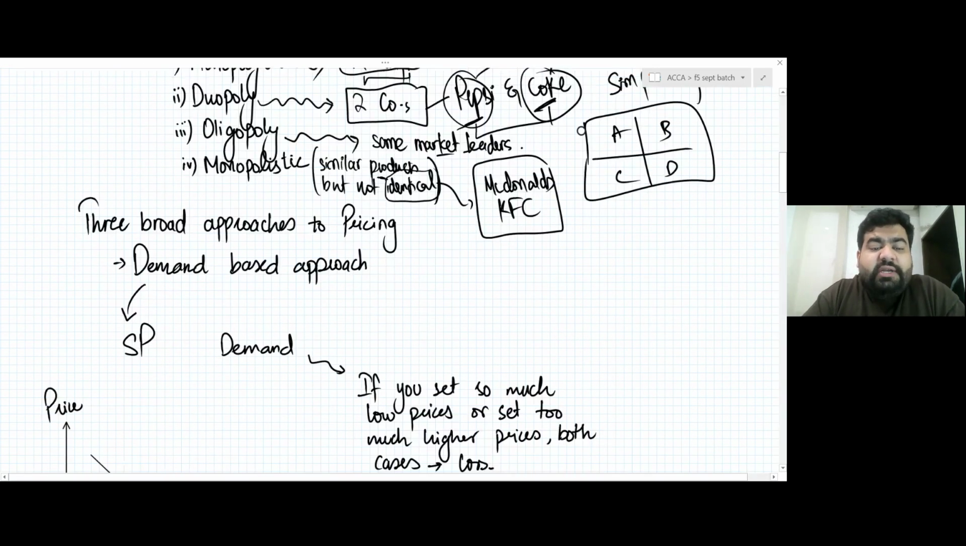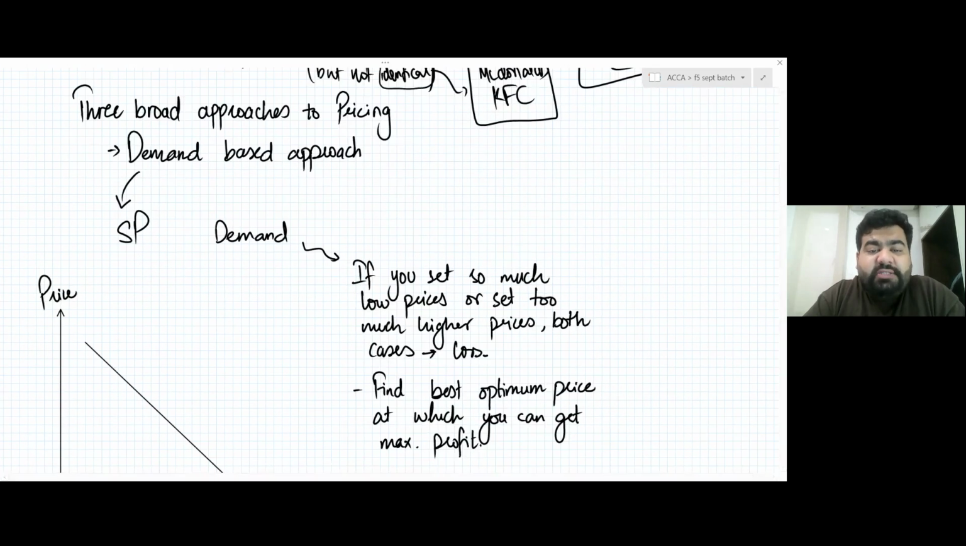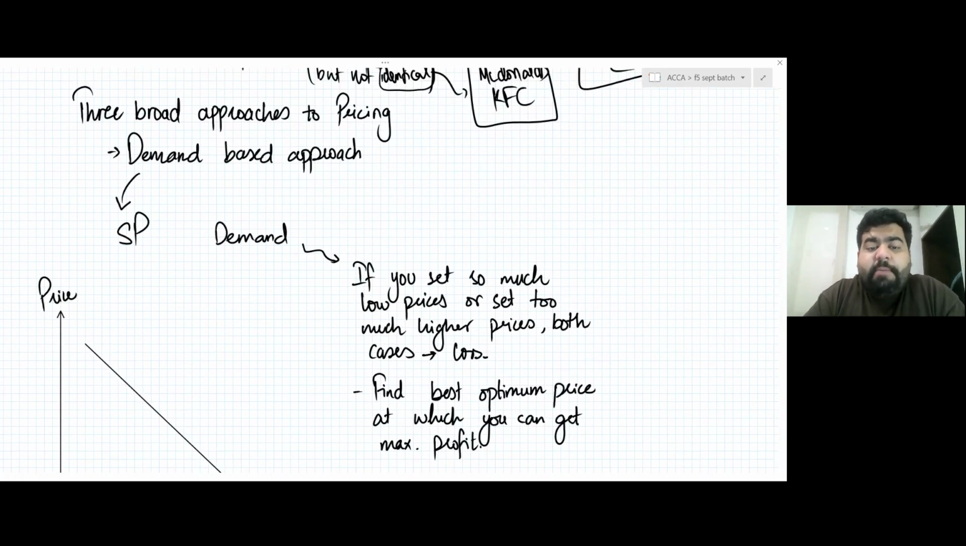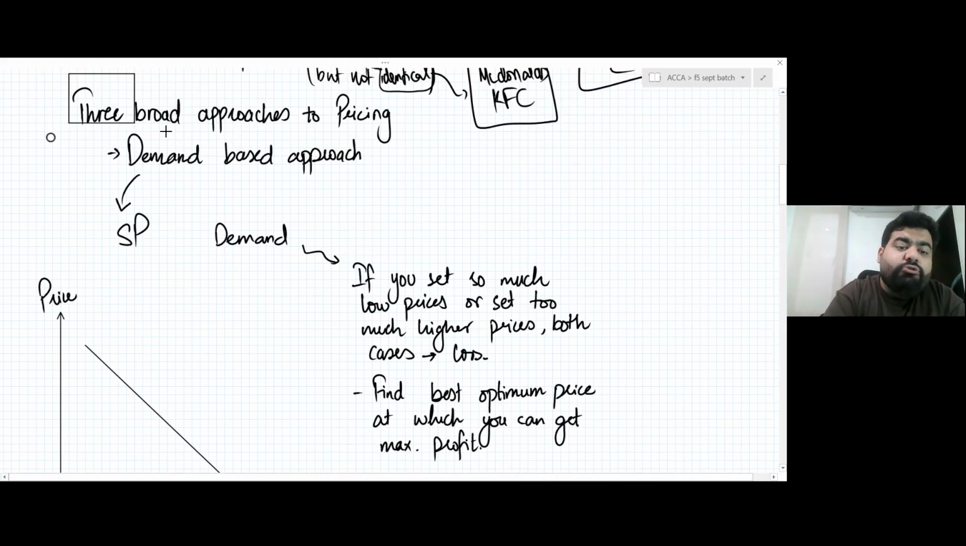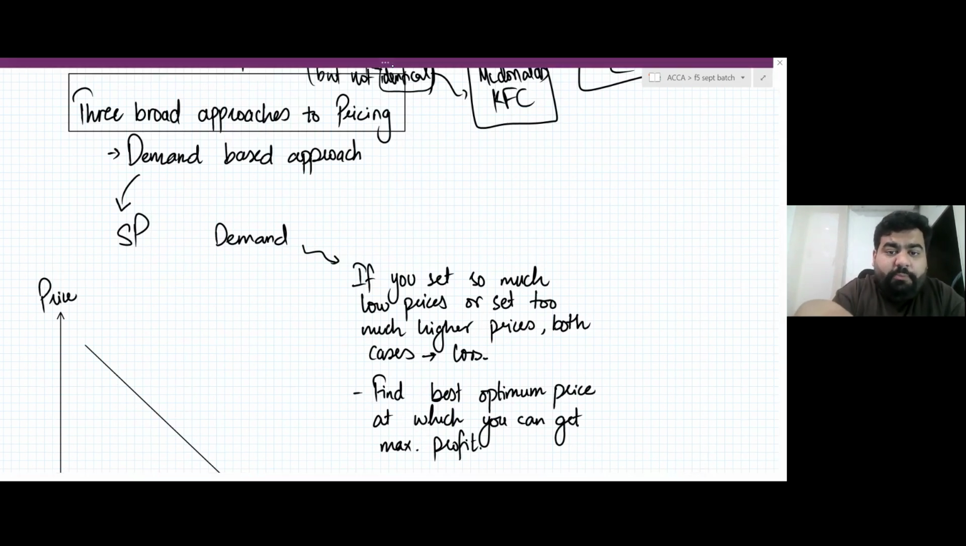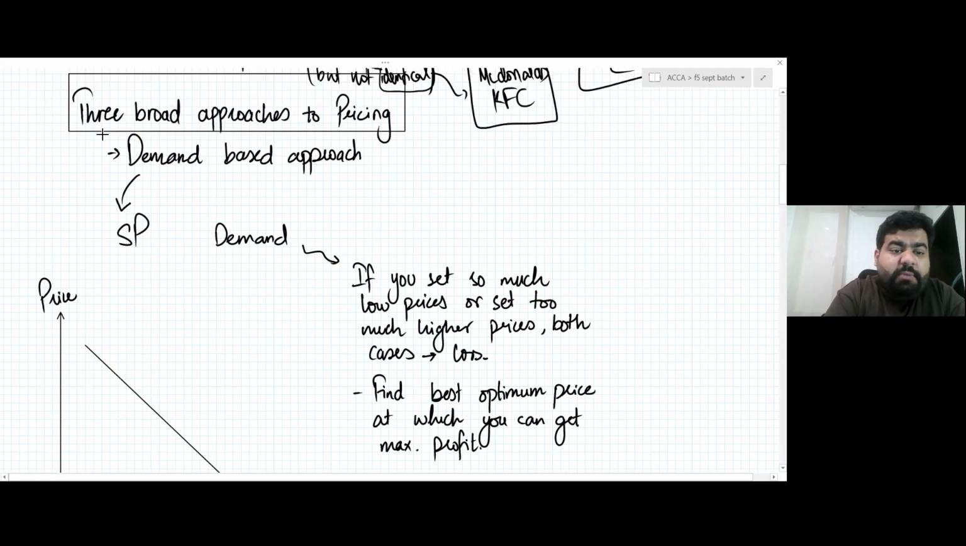So we have basically three approaches of pricing. Now we are going to study three approaches of pricing. For different markets and different products, different approaches are being used. So first we are going to discuss the demand based approach. We are starting with the demand based approach first.